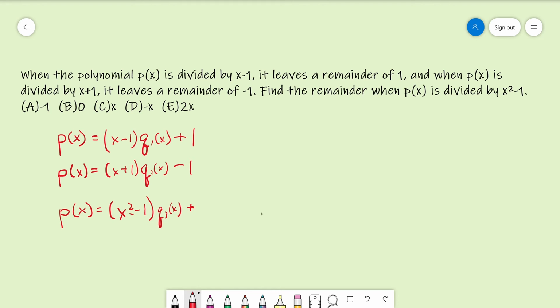So we'll just represent all of the possible remainders as ax plus b, where a could be 0 and b could be 0. If a is 0, then the remainder is just a constant, and if a and b are 0, then there is no remainder. The remainder is 0. Okay, so now we've written out what this problem is asking us, and now what we can do is plug in p of 1 into the first equation.